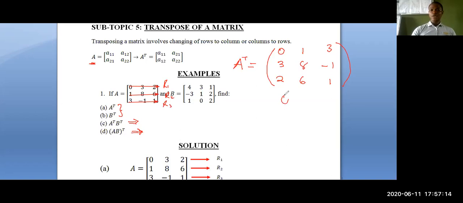I can also decide to change the columns to row. I'll still have the same answer as I got here. Let's verify that and see whether to give us the same answer if we decide to change the rows to column. Okay, so let me decide to change the columns to row now.